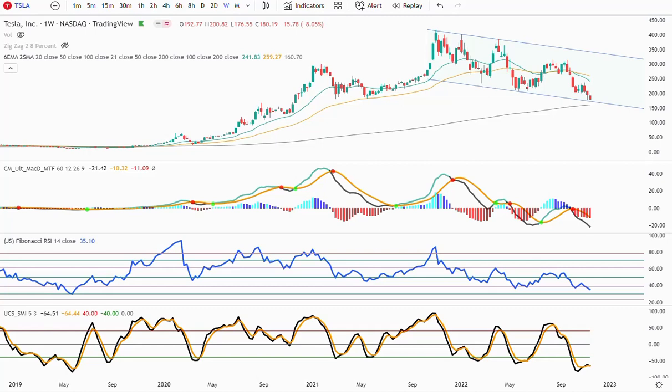I wanted to have a closer look at Tesla from a weekly and monthly point of view, just to see what sort of trends are emerging.